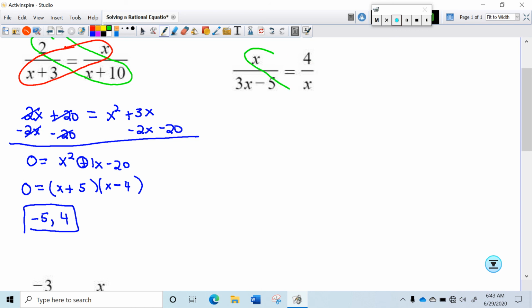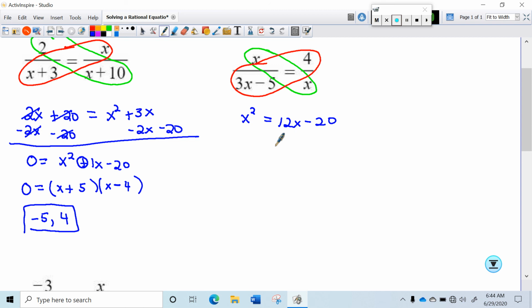So again, I'm going to cross multiply. X times x is x squared. Bring down the equal. Cross multiply the other direction. 4 times 3x is 12x. 4 times negative 5 is negative 20. I need the x squared. I need to leave it positive, so I have to move everything else over.